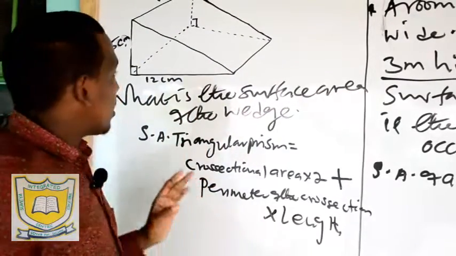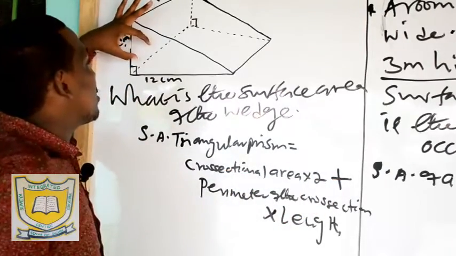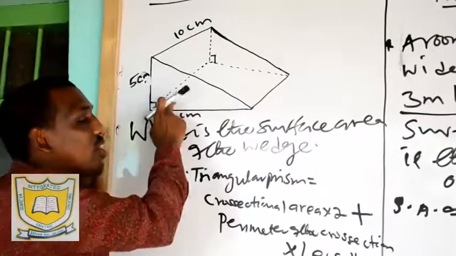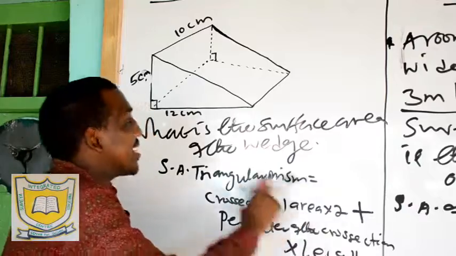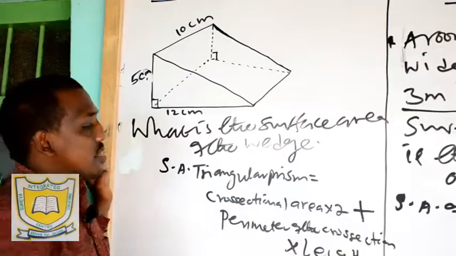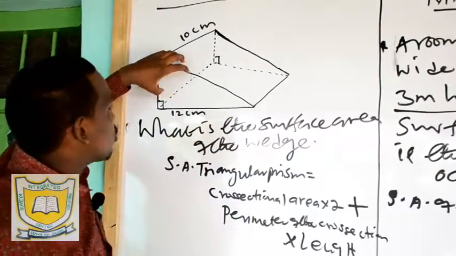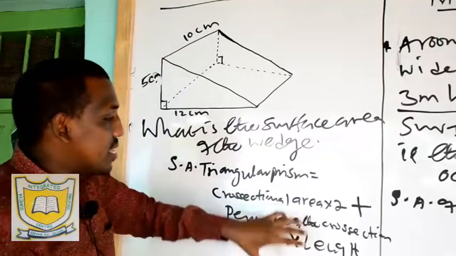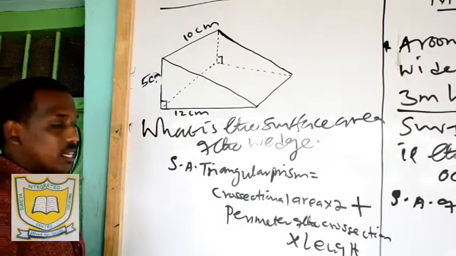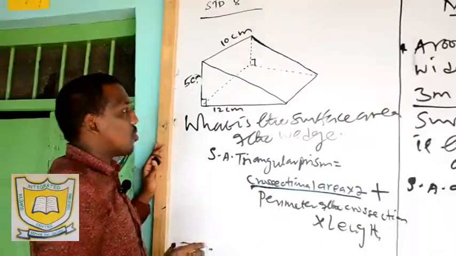For a triangular prism, the surface area, you say cross-sectional area times 2. Cross-sectional area is the area of the figure that you can see here. The figure that you can see here is a right angle triangle. So cross-sectional area is the area of that figure times 2, because the other side is another triangle. Then after getting the area times 2, you also get the perimeter of this cross-section figure. After getting the perimeter of the figure, you multiply it by the length. It's only like that. It's very easy.